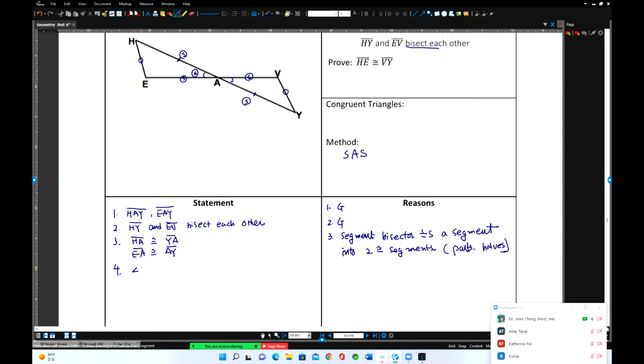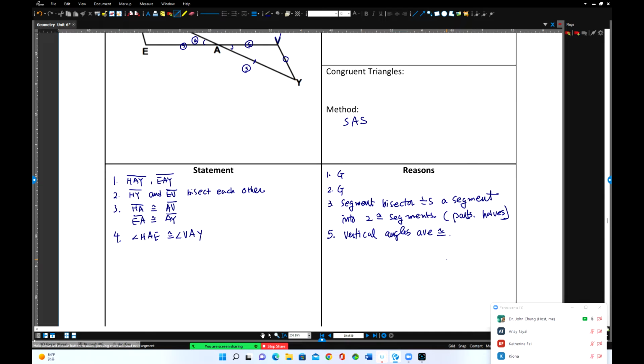So angle HAE congruent angle YAB. This one is B over here, angle BAY. Vertical angles are congruent, okay? Or you can use intersecting lines form congruent vertical angles. I'm going to use vertical angles congruent this time. Okay, we got everything, right?